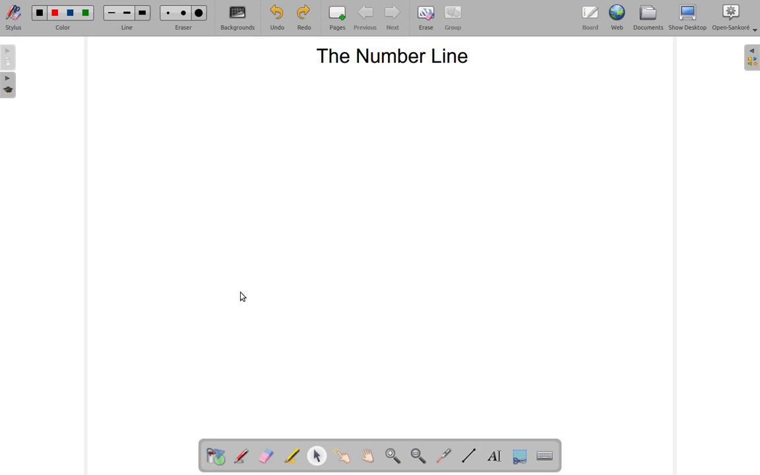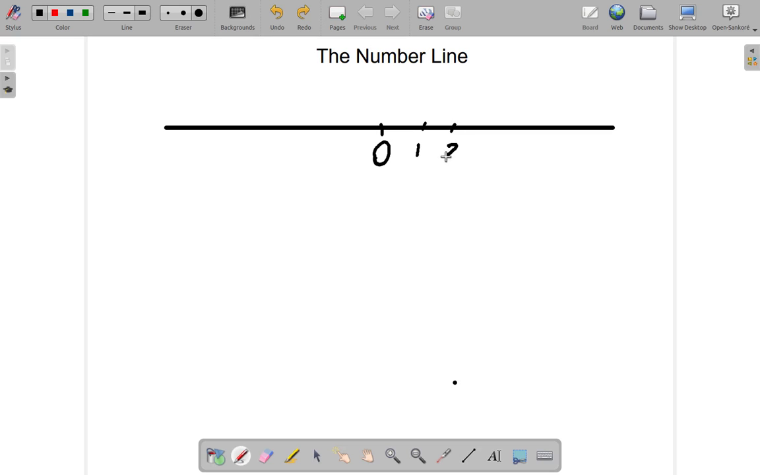So the number line, let me form a line here and take this as my number line. At the center of the number line you have 0. To the right of 0 you have positive 1, positive 2, 3, 4, 5, and so on. To the left, negative 1, negative 2, negative 3, negative 4, negative 5, and so on. Alright?